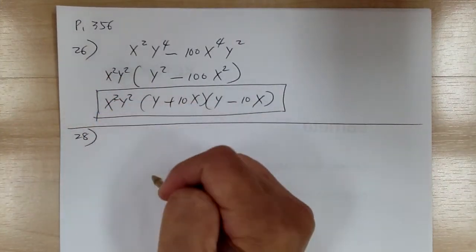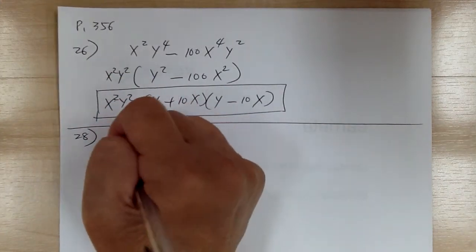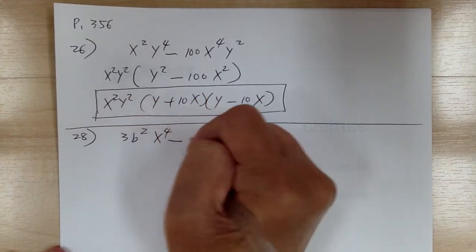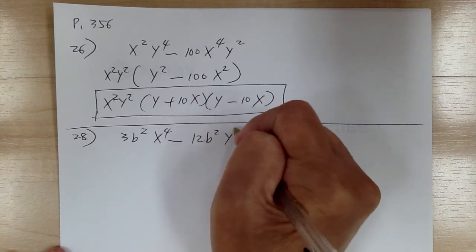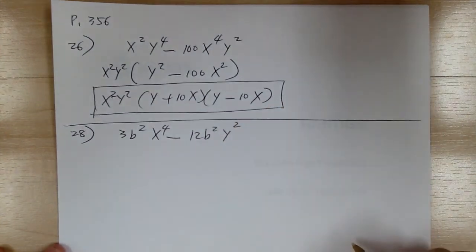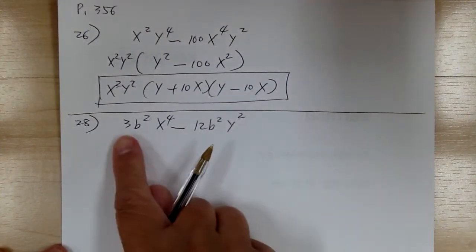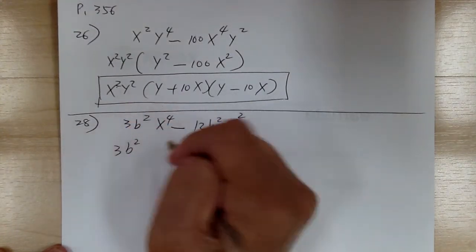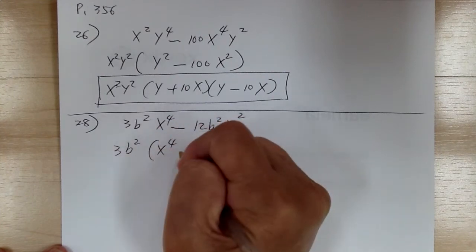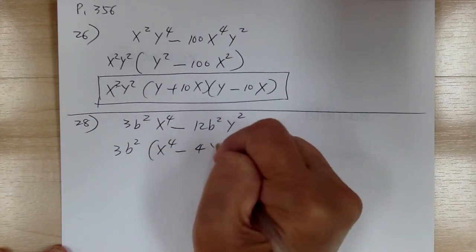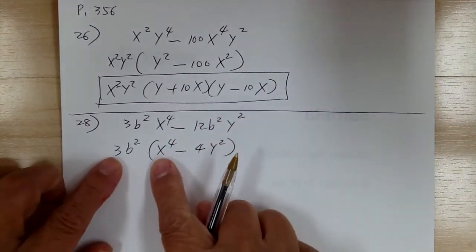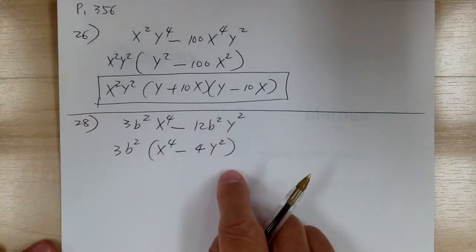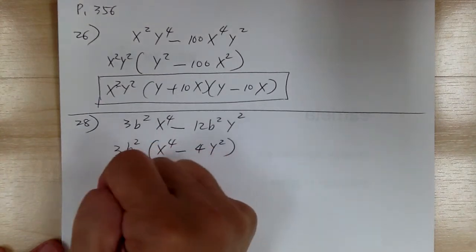Okay, number 28. You got 3b squared x to the 4 minus 12b squared y squared. Again, step 1, common factor, you can factor the 3 and the b squared. So you're going to get x to the 4 minus 4y squared. I can do a quick check. This times this gives you that, this times this gives you this. Okay, so now this is the difference of squares.